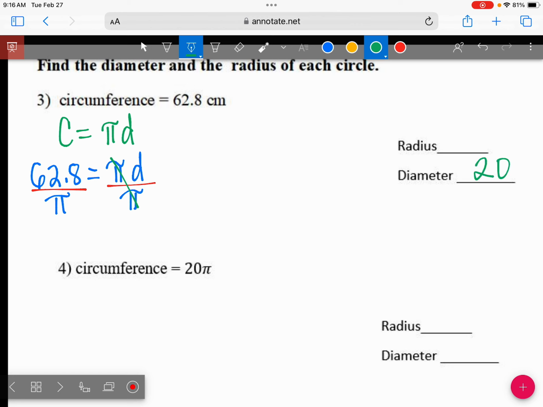Now find the radius. Remember, to go from diameter to radius, radius is half of the diameter. So if my diameter is 20, then my radius would be what? 10.